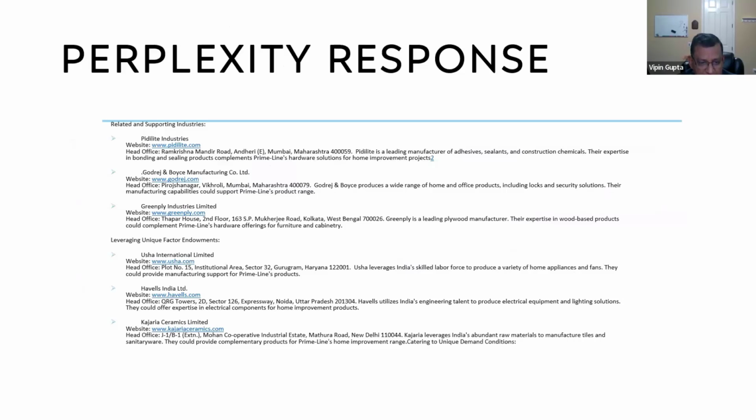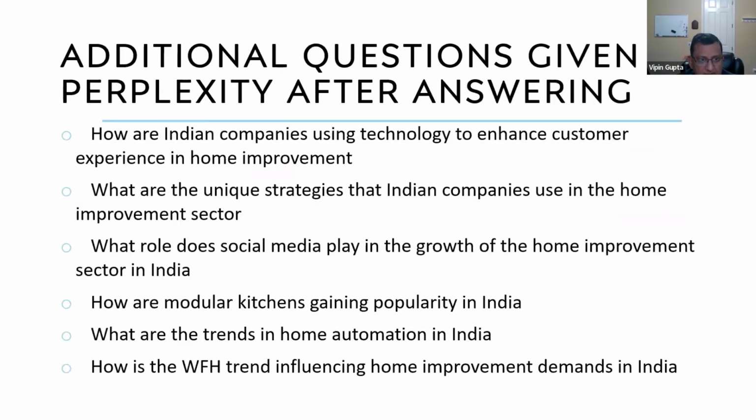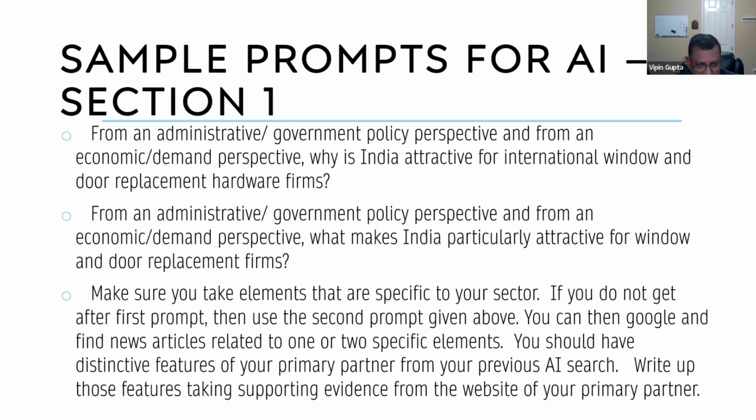And then I ask them that you go to these sites and check out whether this information is accurate or not. Has this been made up? Perplexity asks me these questions. If you ask these questions, of course, it's going to take more AI time. The reason why Perplexity is providing you this is because they want you to pay for it. But if you know exactly what you need, then you can ask this question on the second engine. So then I say, make sure you take elements that are specific to your sector. If you do not get it after the first prompt, then use the second prompt given above.